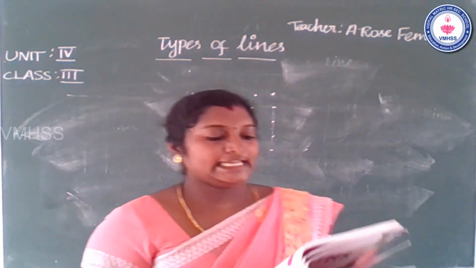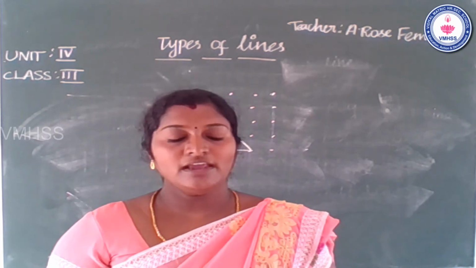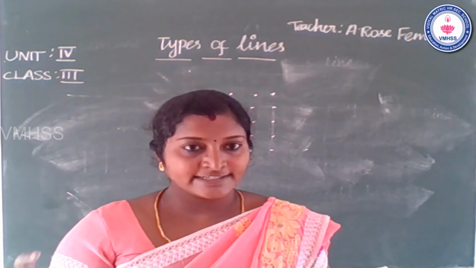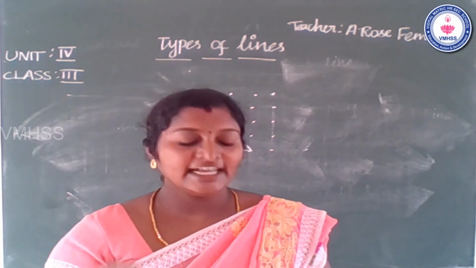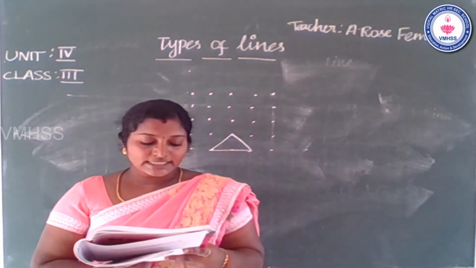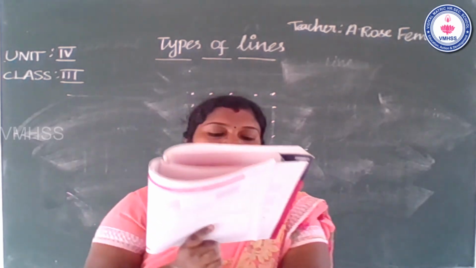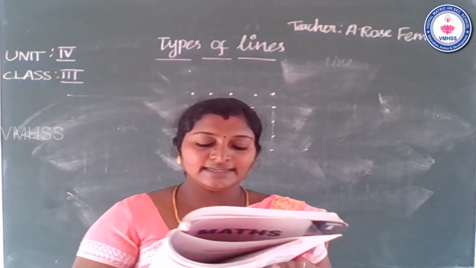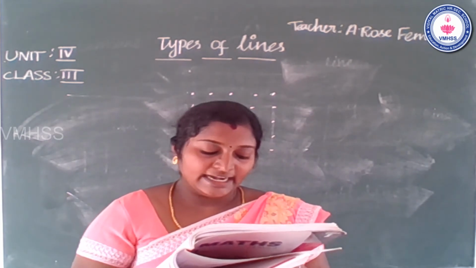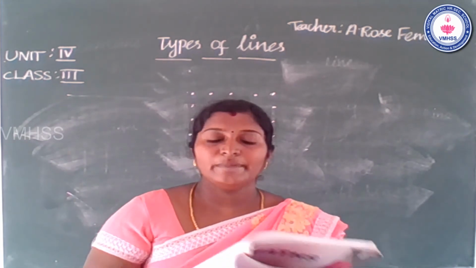Today's concept is types of lines. What are the types of lines? First is the horizontal line, then the vertical line, the slant line, and the curved line. Second, in the images below, draw horizontal lines with blue color, vertical lines with red, slant lines with green, and curved lines with black.